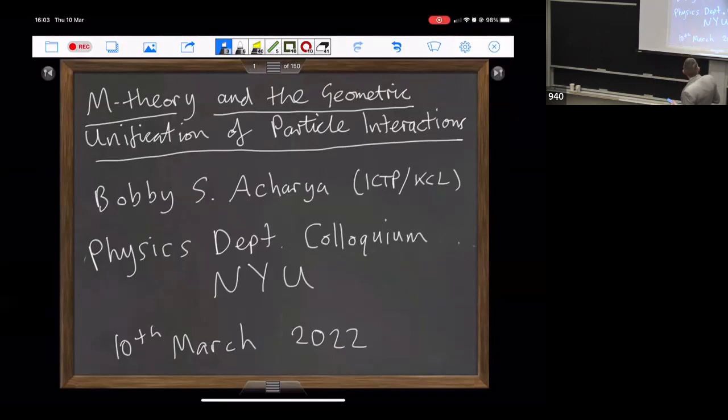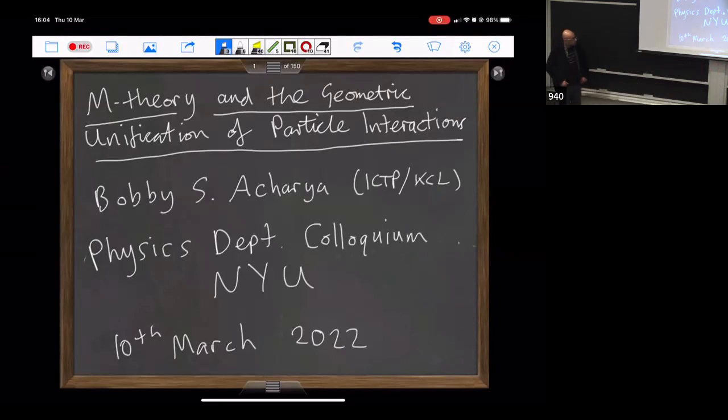He will talk about, I must say that he has been maybe the person who introduced G2 manifolds with special holonomy in string theory, especially in the context of actually doing models and trying to extract information and constraints about particle physics. And he will talk today about M theory and the geometric unification of particle interactions.